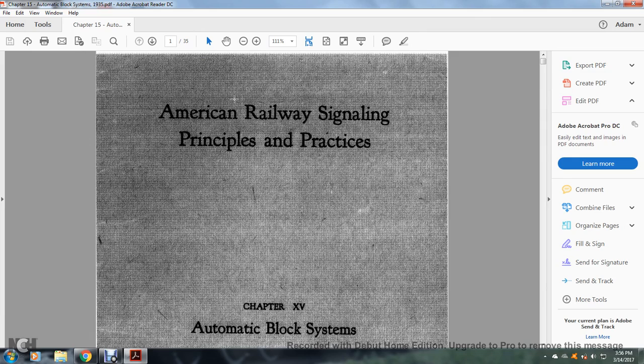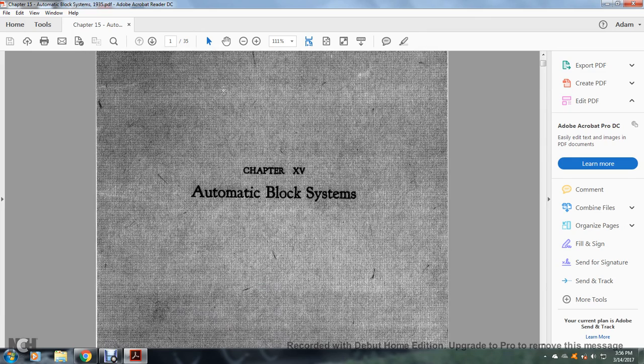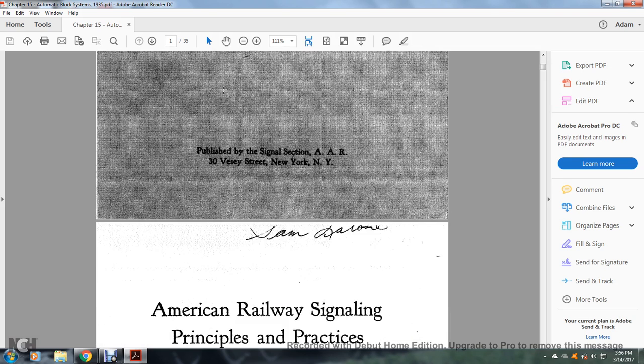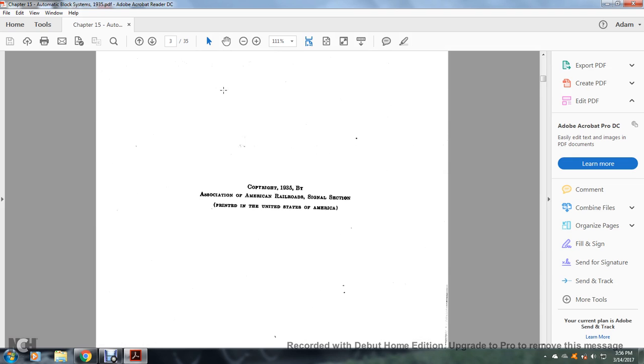American Railway Signal Principal Practices, Chapter 15, Automatic Block System, Public Section AAR, 30 Vesey Street, New York, New York. Copyright 1935.